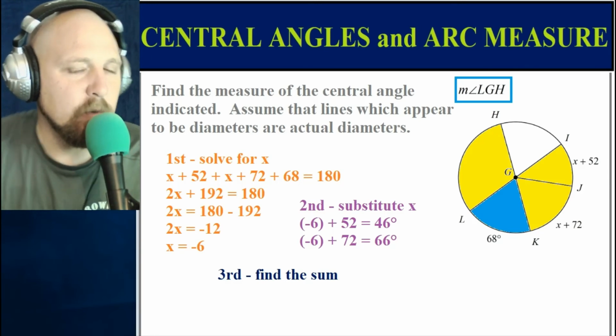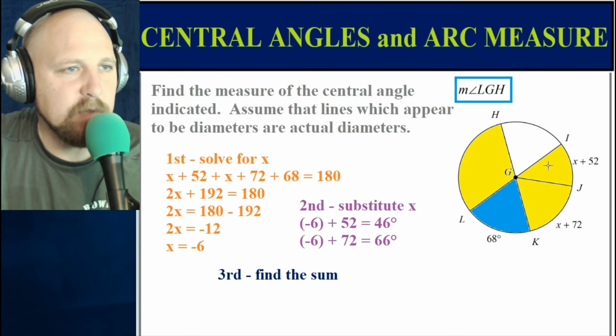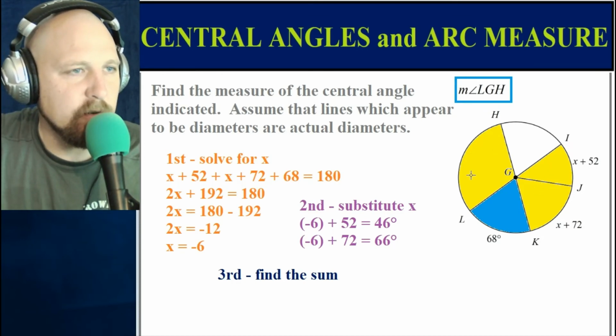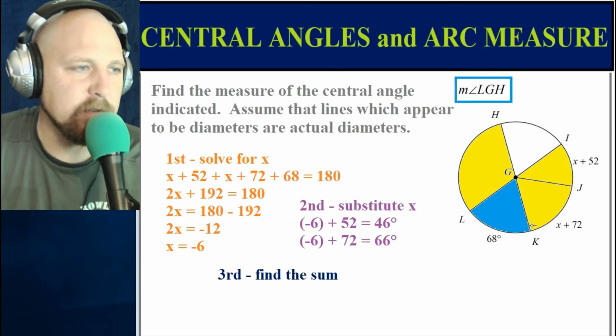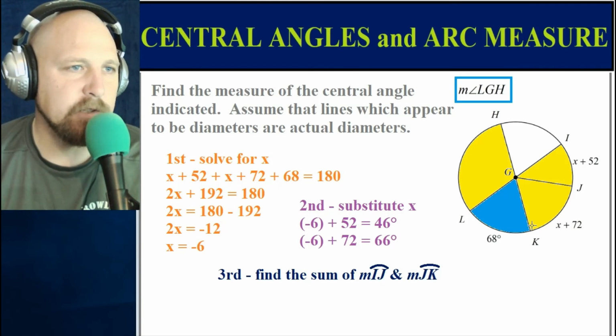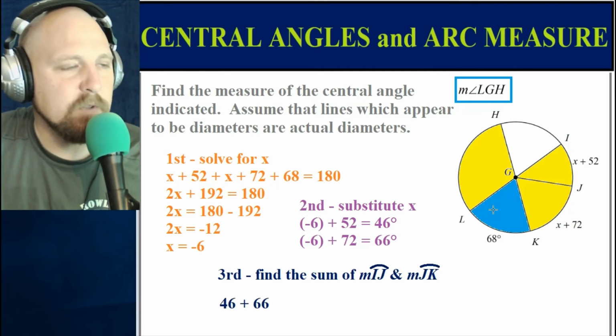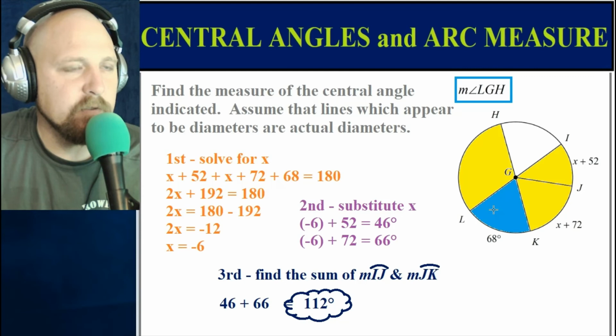But what we need to make sure that we do is add these two yellow sections up, because these two are congruent to this one because of this vertical angle property that it creates with these diameters. So we just need to find the sum of the measure of arc IJ and the measure of arc JK, which is what we just found, which is 46 plus 66, and that'll give us our answer of 112 degrees.